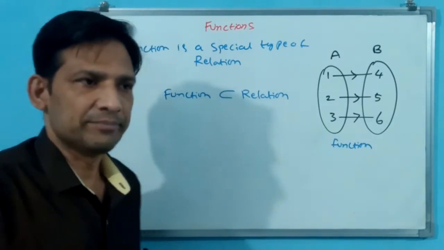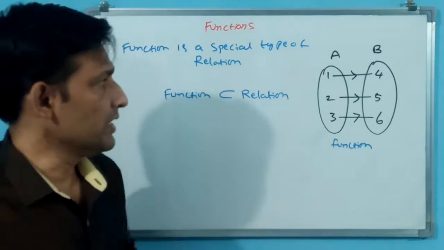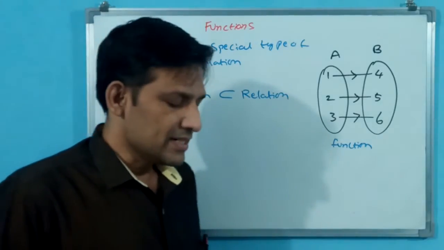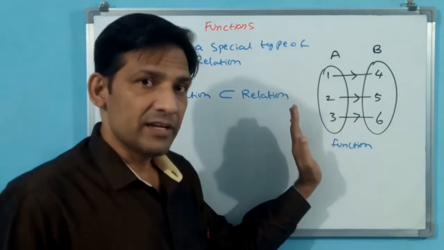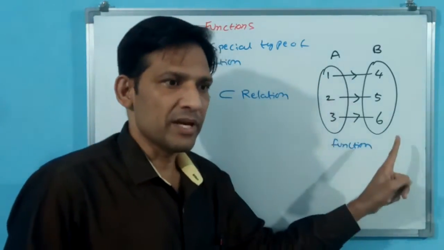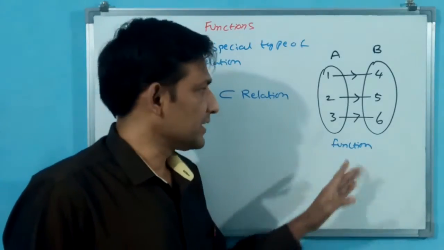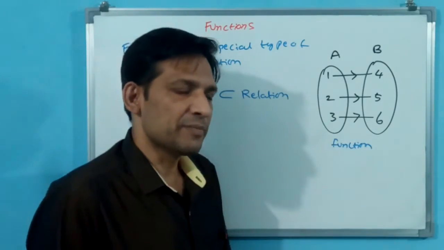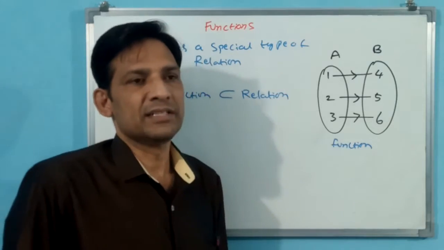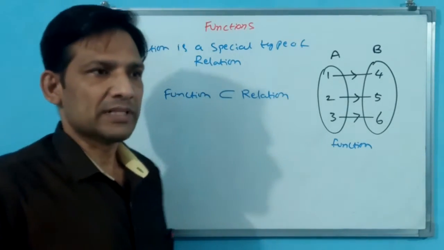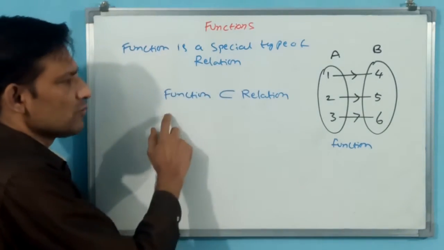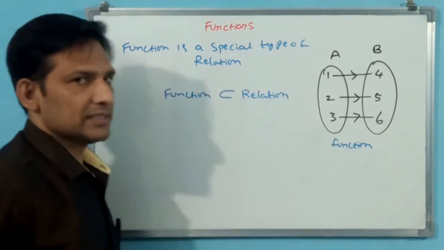If you make a set of images, the range will come. You see the condition. What is that condition? Every element in set A should have one and only one image in set B. That relation is going to be called a function. That means first of all it should have a relation. Without relation there is no function. Function is a subset of relation.